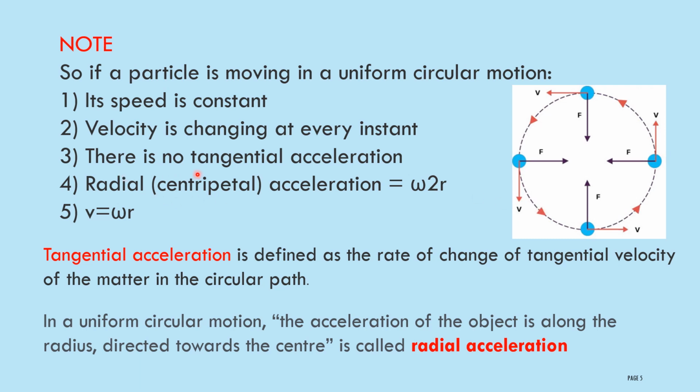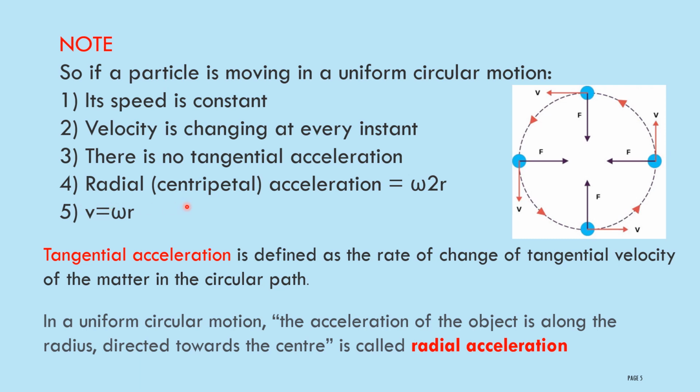Third, there is no tangential acceleration. First learn what is meant by tangential acceleration. Tangential acceleration is defined as the rate of change of tangential velocity of the matter in the circular path. But in the case of uniform circular motion, there is no tangential acceleration. Here you will identify only the radial acceleration.